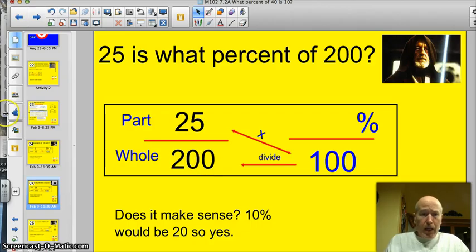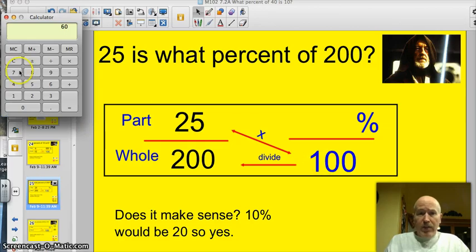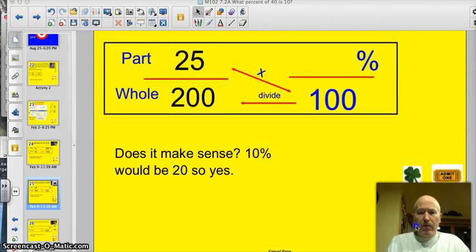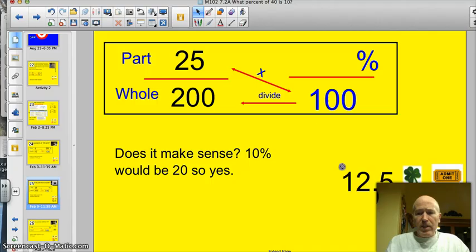So get my calculator. I'm going to multiply 25 times 100. 2,500, there's a big shock. We'll divide that by 200 equals 12.5. Let's just see.